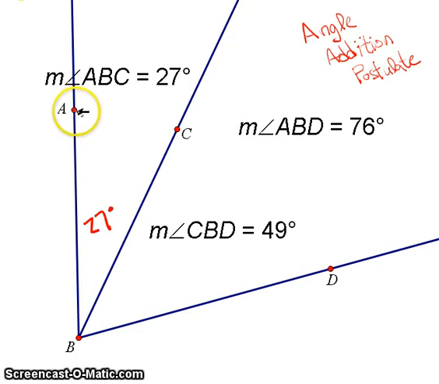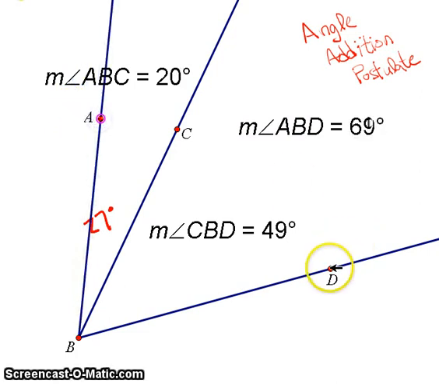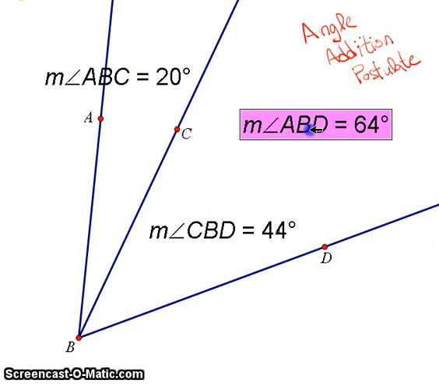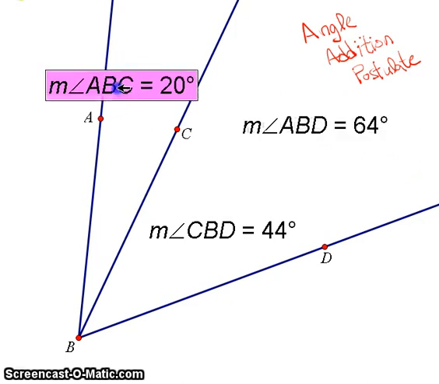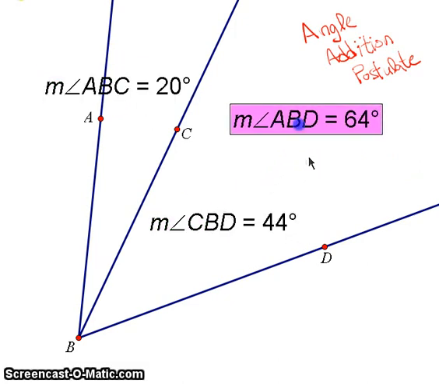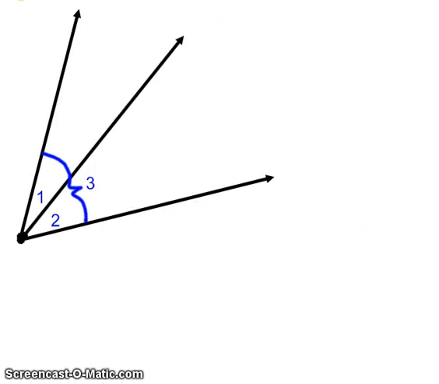And even if we manipulate these angles, change the sizes, this larger angle, the whole angle, ABD, is going to be a sum of the smaller two. You're going to have to add ABC's 20 and CBD's 44 to get a total of 64 degrees.